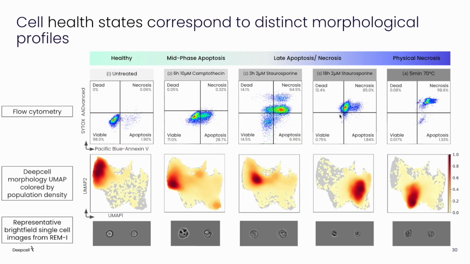In this top row, we have flow cytometry plots containing estimated fractions of viable, apoptotic, necrotic, and dead cells. We've organized the cell health state roughly left to right. In the middle row are the corresponding morphology UMAPs. These are based on REM-I images of cells from each condition, and the color is according to the proportion of cells that are in each region of the UMAP plot. So cells are accumulating in the area of the plot which is more red. You can see that cell morphology is clearly altered between conditions. And by looking at cells sampled from each condition, you see that each condition has characteristic morphological features.